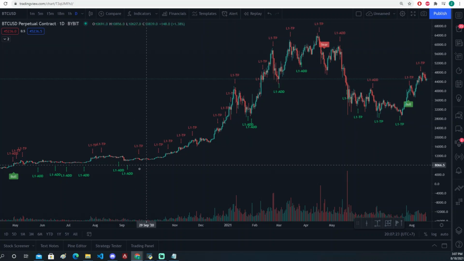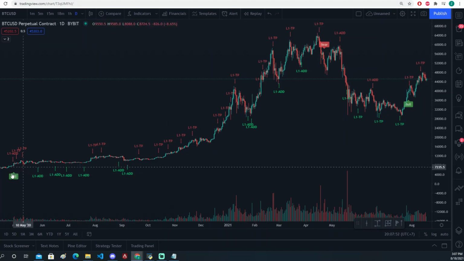So this is the daily chart. On the daily chart, we see a bull signal around the 30th of April, and the TP signals. L1, which stands for layer 1 TP, basically means take profit here, and the L1 add basically adds to your position. So you have some compounding onto your trade: the add signals, and take profit signals besides your bull and bear signals.